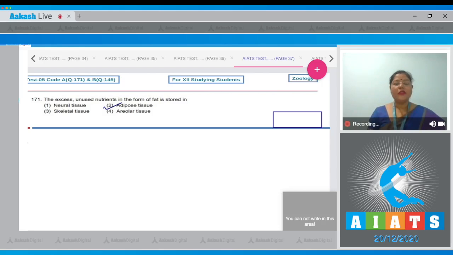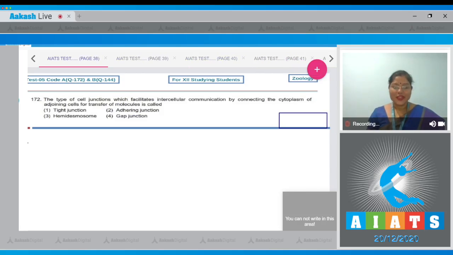Let's see third and fourth options also. Third option, skeletal tissue. It provides structural framework to the body. Fourth option, areolar tissue. It provides support framework for the underlying epithelium. So correct answer to our question is option number 2. Let's proceed to the next question.